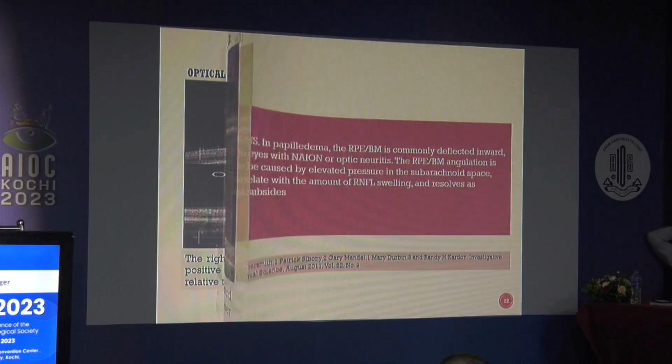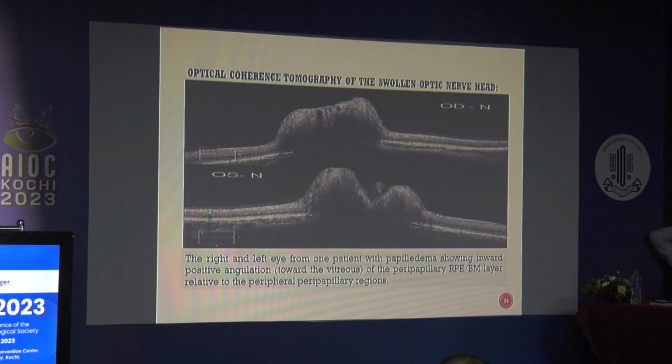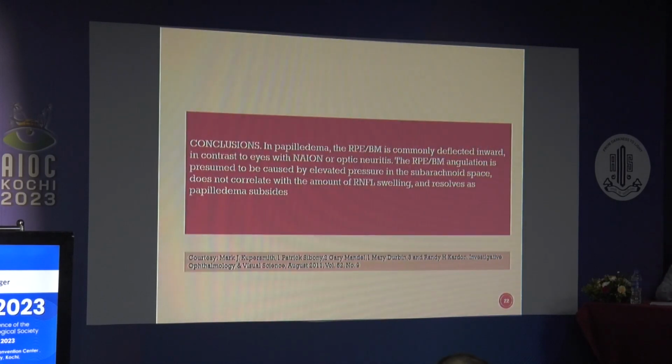So another study done by Mark J. Kupersmith, they have shown that there is a positive inward angulation of the peripapillary RPE and basement membrane relative to the peripheral peripapillary region. So there is a positive angulation inward toward the vitreous. And they have concluded that the RPE basement membrane is commonly deflected inward, in contrast to the eyes with NAION or optic neuritis, where this finding was not there.